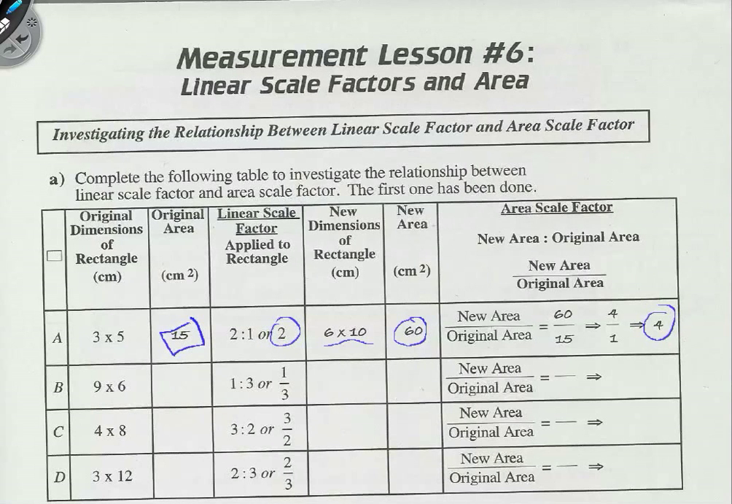I'll do just one more. And so it's 9 by 6. So what is the original area? 6 nines are 54. And we're going to apply a 1/3 or 1 to 3 ratio. So we're scaling down. So basically our dimensions get divided by 3. 9 divided by 3 is 3, and 6 divided by 3 is 2. So there's our new dimensions.